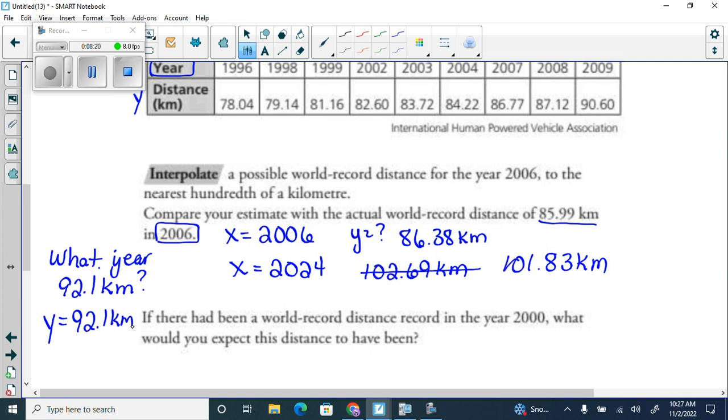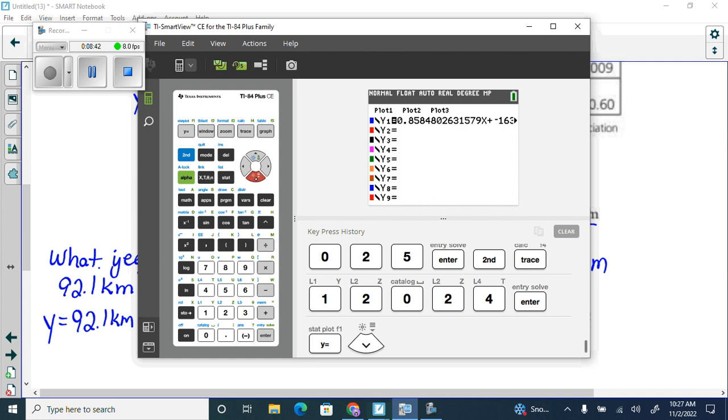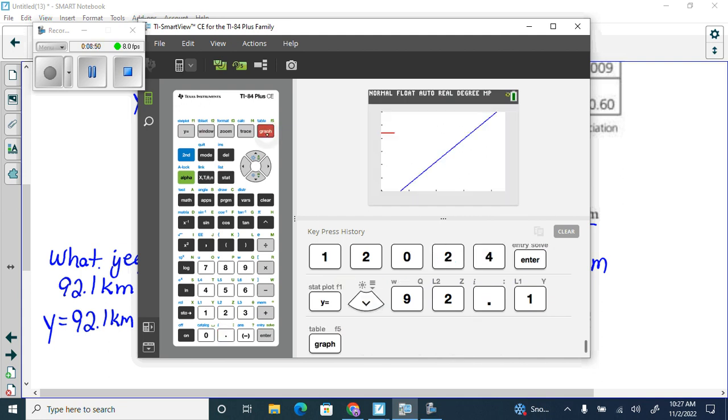If I know an X, I go second trace value, put in my X. Where's the only place I can put Y equals in? The Y equals button, correct? So here it says press Y equals. That's where you're going to put it. But you're not going to clear out Y1, your entire graph. You're going to put it into Y2, which is 92.1. Now press graph.